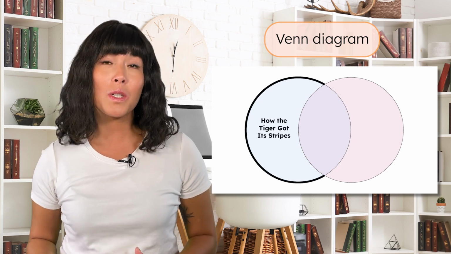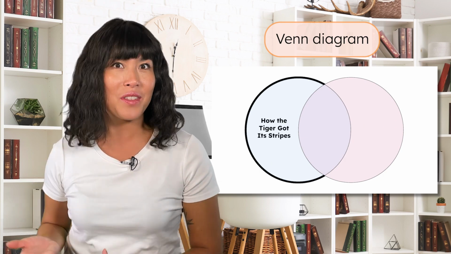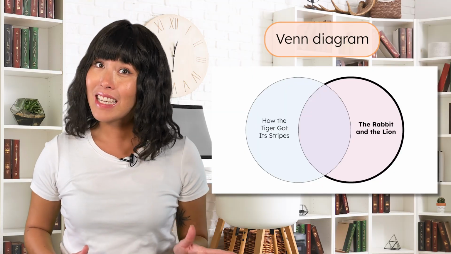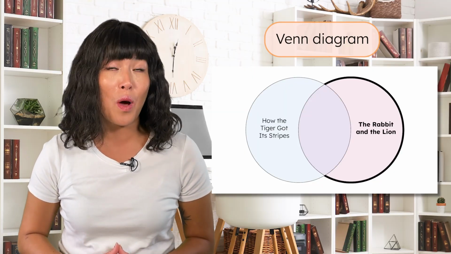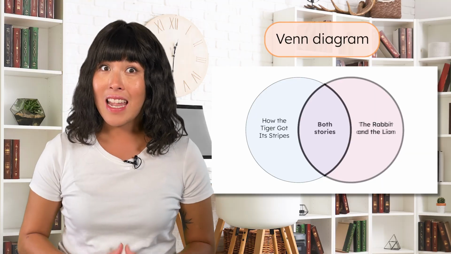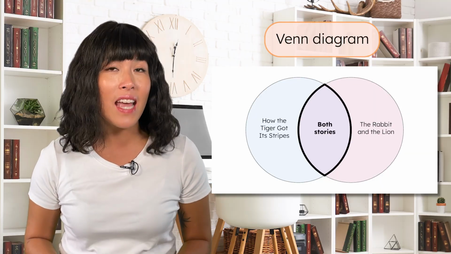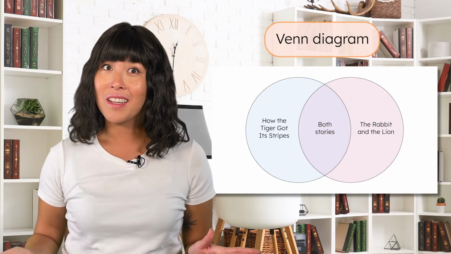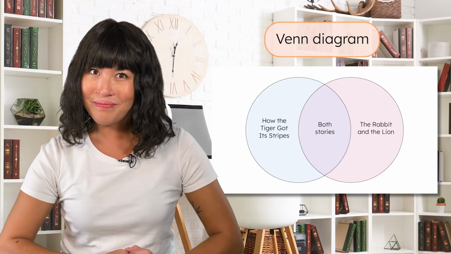In the first circle, we'll add what's only true about how the tiger got its stripes. In the second circle, we'll add what's only true about the rabbit and the lion. And in the middle, we'll add what's the same or similar in both. Ready to use the Venn diagram?